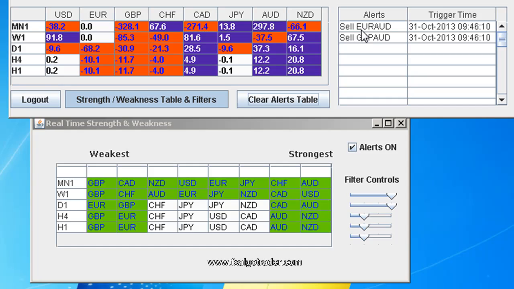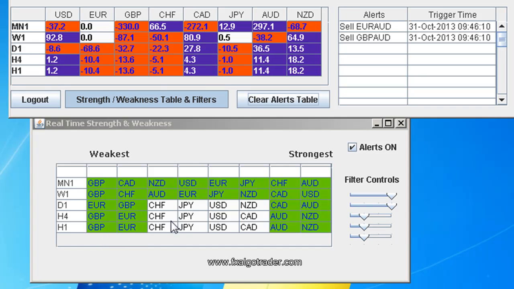So you can see we've been given a sell euro Aussie dollar alert here, which means that the euro is in the weakest bottom two categories, and the Aussie dollar is in the strongest two categories within the time frames that we've selected. So the active time frames here are hourly, 4 hourly, daily. The upper time frames have gone all green because we don't really care about where the actual currency falls within those.